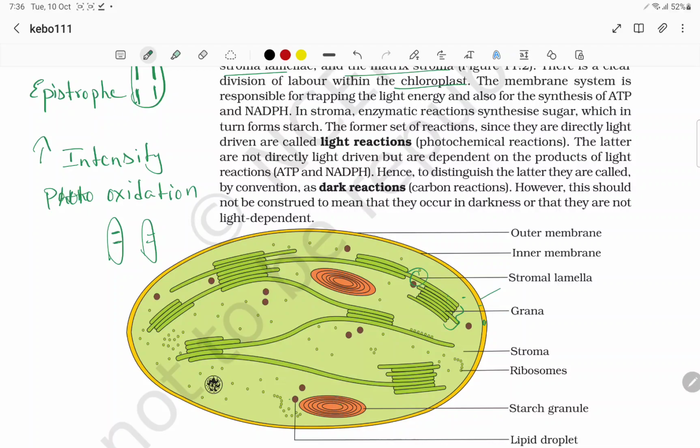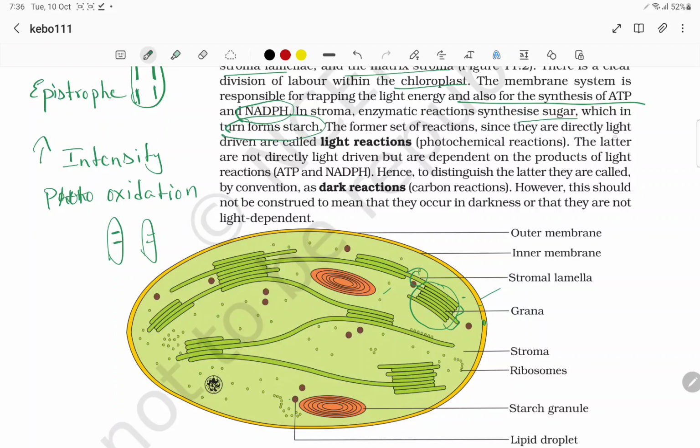So the light reactions happen in the grana. The dark reactions happen in the stroma. The light reactions we call photochemical reactions. The dark reactions we call carbon reactions. The membrane systems are responsible for trapping the sunlight and also for the synthesis of ATP and NADPH. These are the products of the light reaction. In the stroma, the enzymatic reactions synthesize sugar, which will be turned into starch.